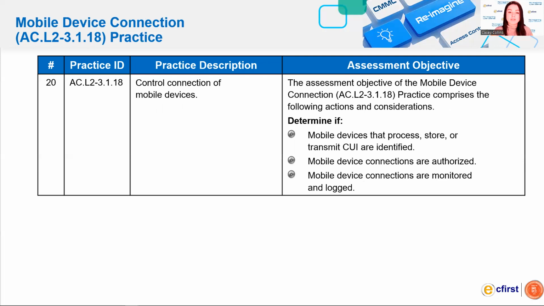Mobile device connection. Control connection of mobile devices. So pretty simple. Mobile devices that process, store, or transmit CUI are identified. Mobile device connections are authorized, and the connections are monitored and logged.